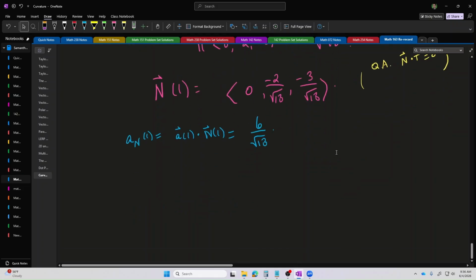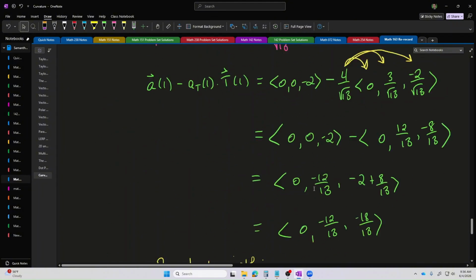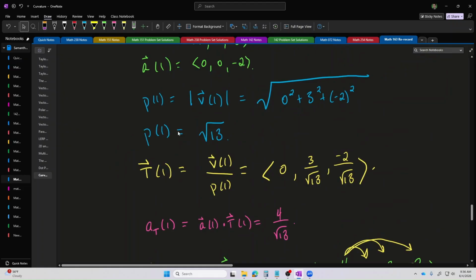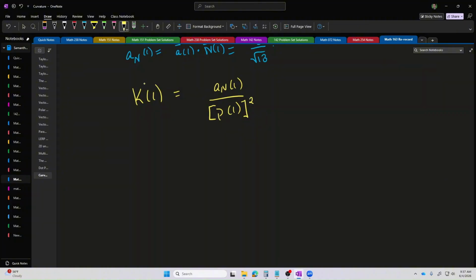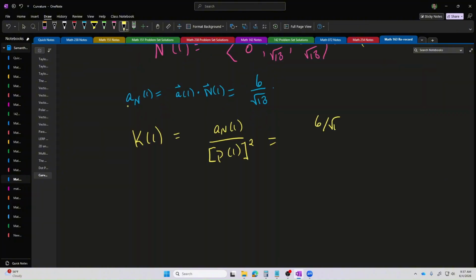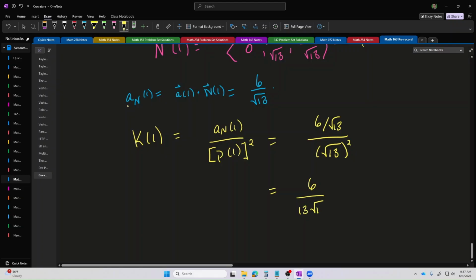So now that we have gotten all this information, we can calculate the curvature just by taking the normal component of acceleration and dividing that quantity by 2 copies of the object's speed. So take the number 6 over root 13 and divide it by 2 more copies of root 13, and we get a curvature of 6 over 13 times square root 13 at time t equals 1.